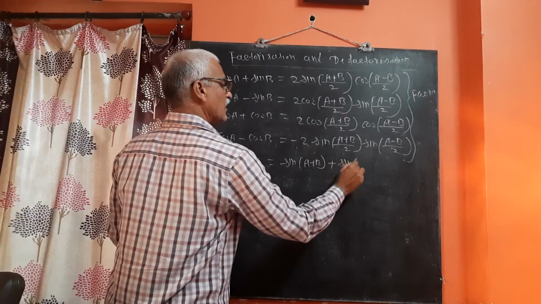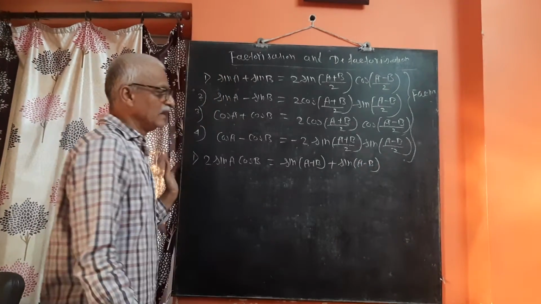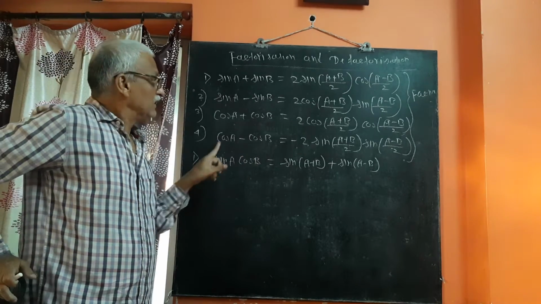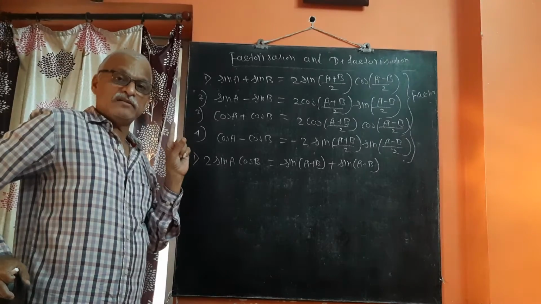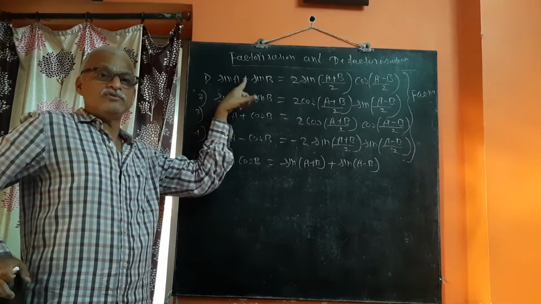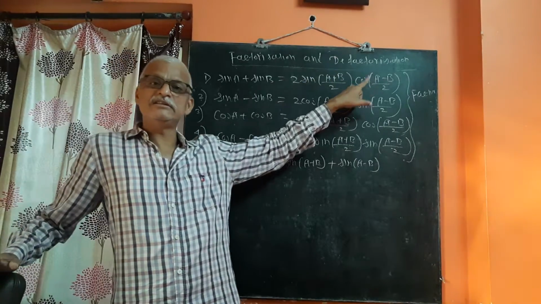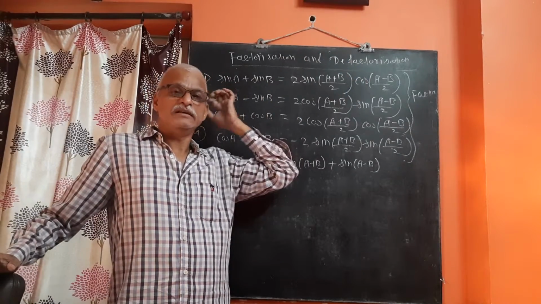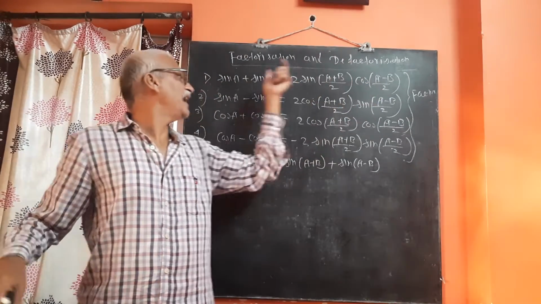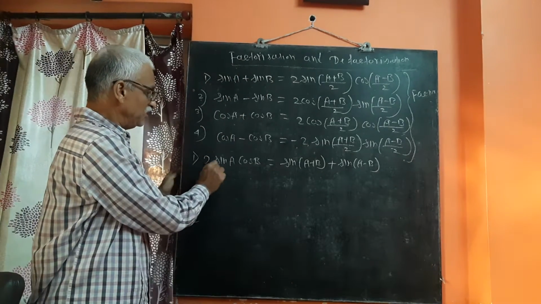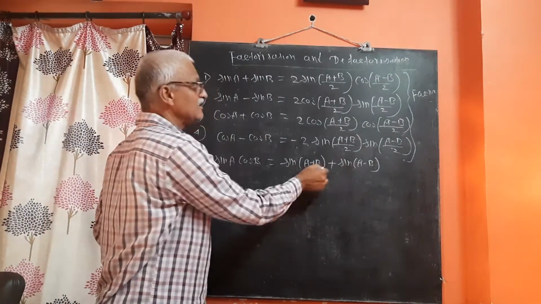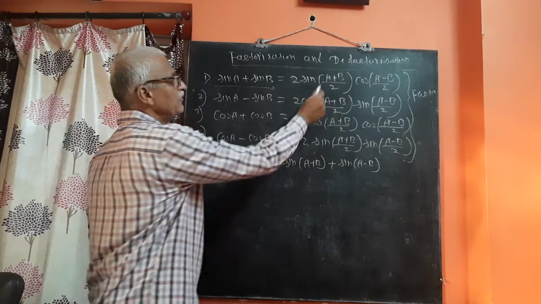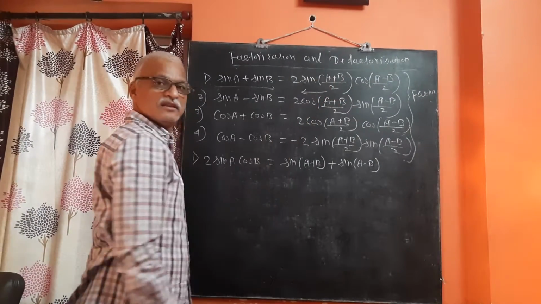2 sin A into cos B is equal to sin of (A plus B) plus sin of (A minus B). Again, the angle will be the same for all 4 conditions. The addition of 2 sin is the multiplication of sin and cos, that is factorization. Its reverse direction is: the multiplication of sin and cos is the addition of 2 sin. This is the first formula. If you read in this direction, that is factorization. If you read this in the opposite direction, that is defactorization.